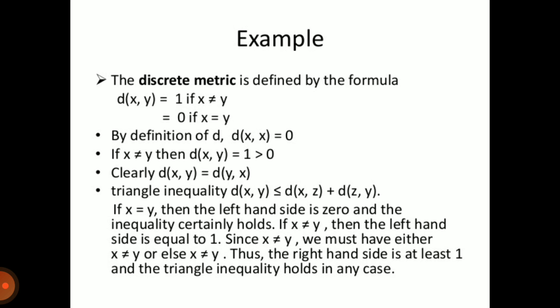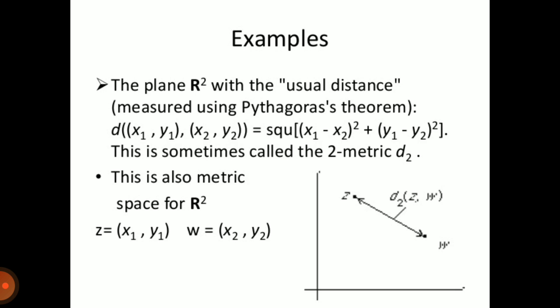Since x is not equal to y, we must have either x not equal to z or else z not equal to y. Thus the right hand side is at least 1 and the triangle inequality holds in any case. Okay, now some more examples.